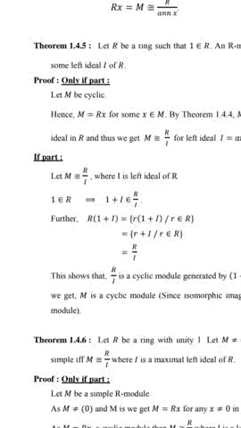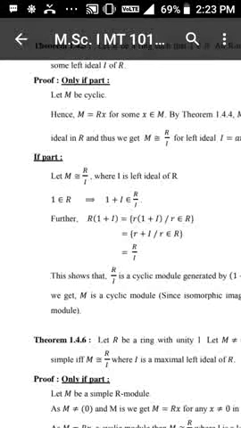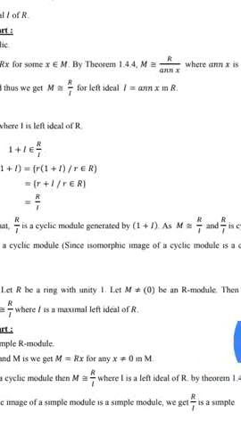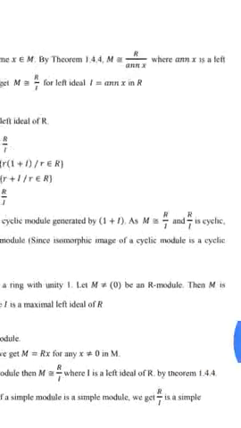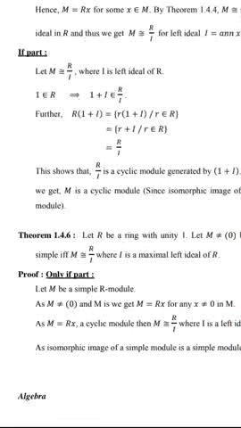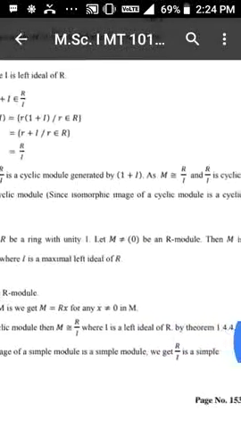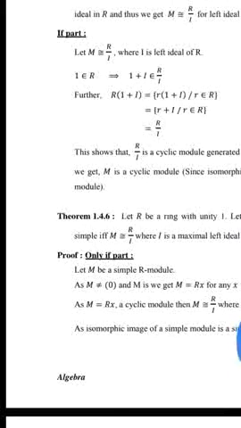If part. Let M be isomorphic to R/I, where I is a left ideal of R. 1 plus I belongs to R/I. Further, R(1 + I) is equal to R + I, so that R(1 + I) is equal to R/I. This shows that R/I is a cyclic module generated by 1 plus I. As M is isomorphic to R/I and R/I is cyclic, we get M is a cyclic module, since an isomorphic image of a cyclic module is a cyclic module.